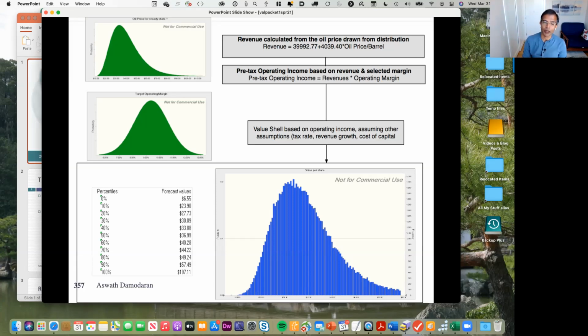I revalue the company, and I do it over and over and over again. In fact, with Crystal Ball, the default is 10,000 simulations. It takes about a minute to run. And the output is a distribution of values per share for Royal Dutch. So instead of giving you one number, $39.31, I now give you a distribution. You're saying, what the heck am I supposed to do with this distribution?